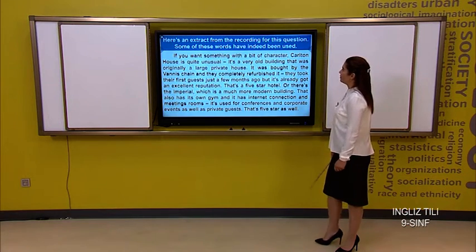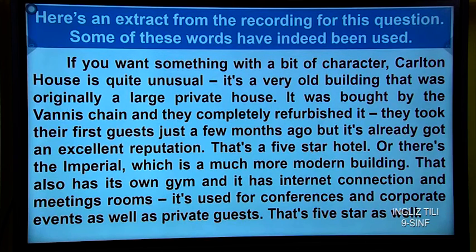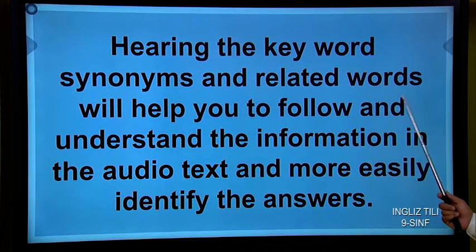So, next one. Here is an extract from the recording for this question. Some of these words have not been used. Here is the tape script of the listening. Hearing the keywords, synonyms and related words will help you to follow and understand the information in the audio text and more easily identify the answers.